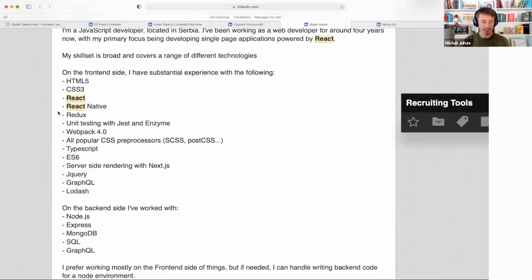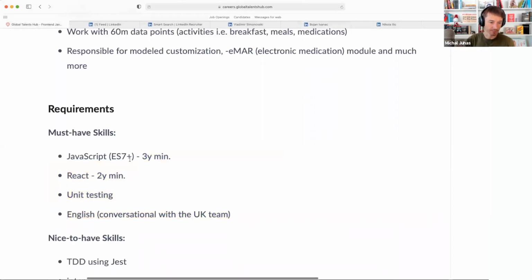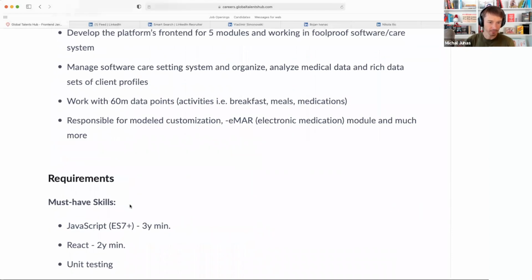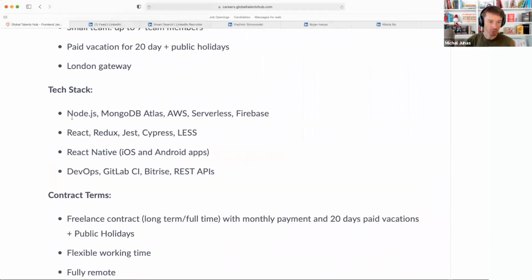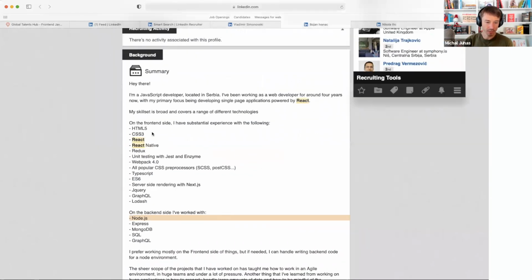Also because he had the experience with precisely the right technologies, React, React Native, Next.js, MongoDB, exactly what they use in the UK. Where was the technical stack? Right here. So you see Node.js on the backend, MongoDB database, non-relational, Amazon Web Services, React, Redux, Jest, and React Native. It's exactly what Bojan had experience with. So it's the best candidate so far.